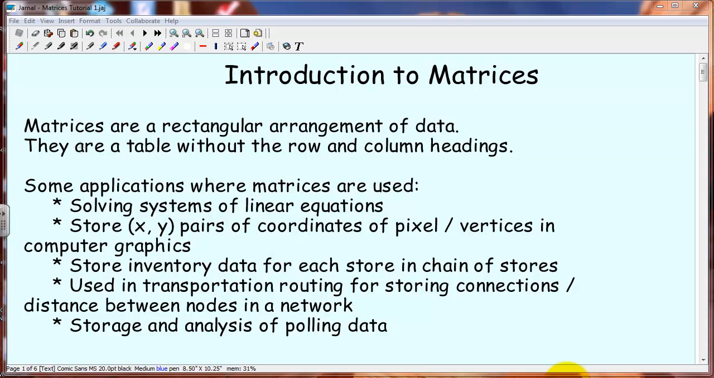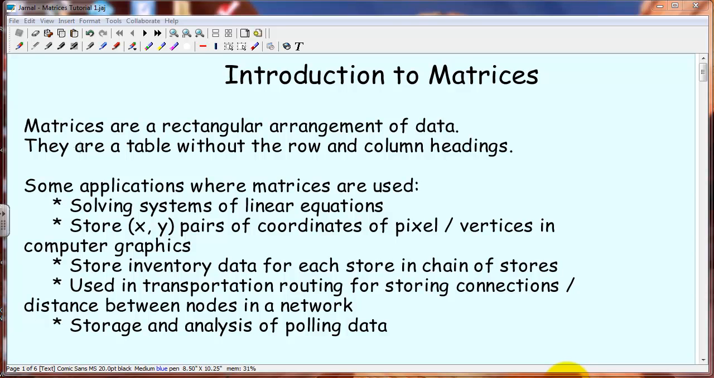Hi, Mr. T here with a tutorial on Introduction to Matrices. This is a new topic for us in algebra, and before we get into applications of matrices, we need to define what they are and talk about how we can do operations with them. They're a fairly simple concept.